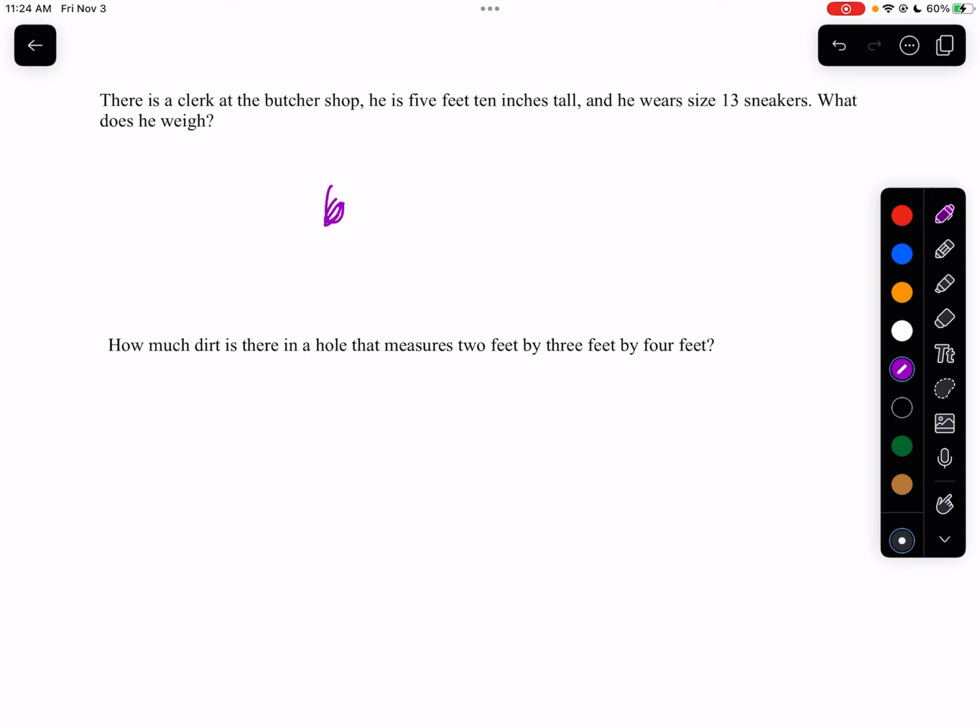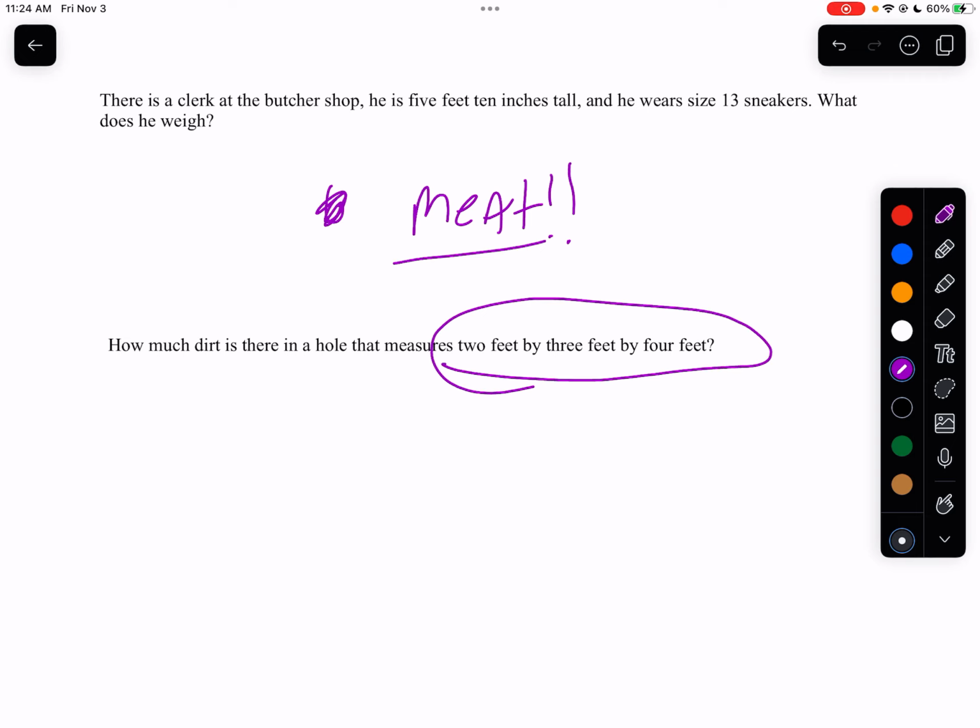But this guy weighs, what does he weigh? He weighs meat. Think about it. You'll get there. How much dirt is there in a hole that measures 2 by 3 by 4? How much dirt is in a what? A hole. There's going to be none.